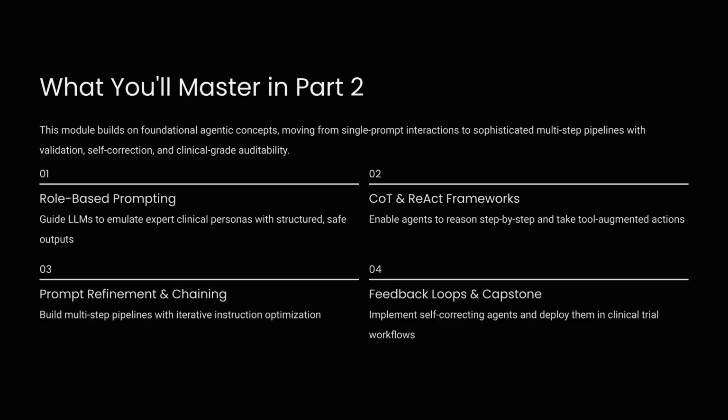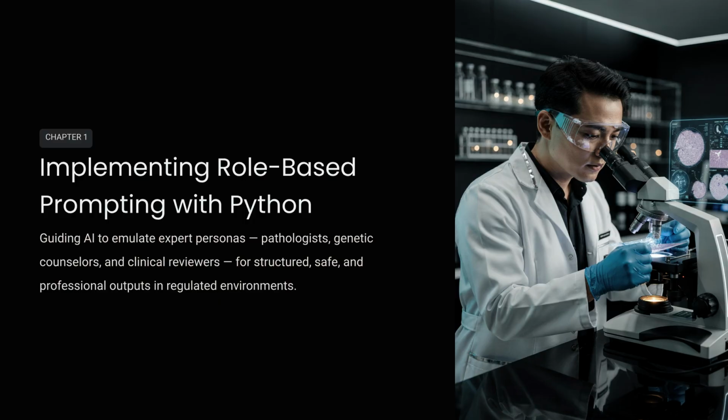In this module, you will master 4 key areas: role-based prompting for expert persona emulation, COT and ReAct frameworks for step-by-step reasoning in action, prompt refinement and chaining for multi-step pipelines, and finally, feedback loops to implement self-correcting agents for clinical workflows. Chapter 1 focuses on implementing role-based prompting with Python. The goal is to guide AI to emulate expert personas like pathologists or genetic counselors, ensuring structured, safe, and professional outputs required in regulated environments.